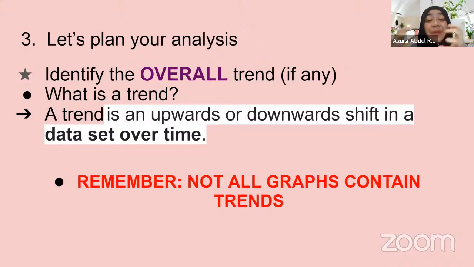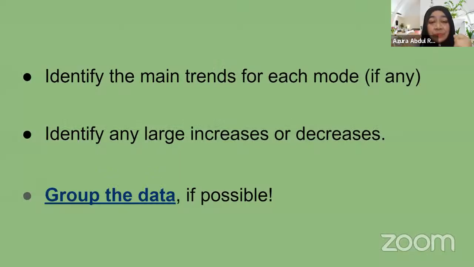But if you see a pie chart, then it's kind of hard to see a trend. Pie charts usually don't have trends. So if there's a graph, this is when you see that there is a trend there. You have to identify the main trends for each mode, if there is one.